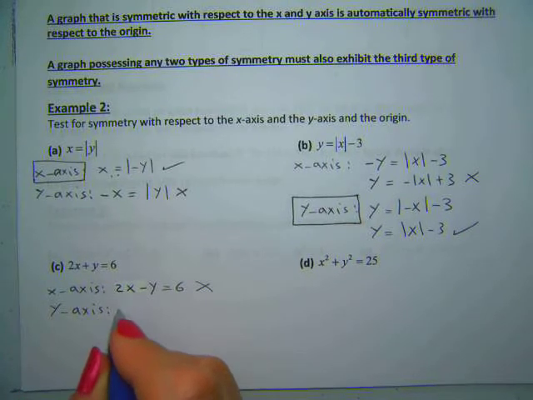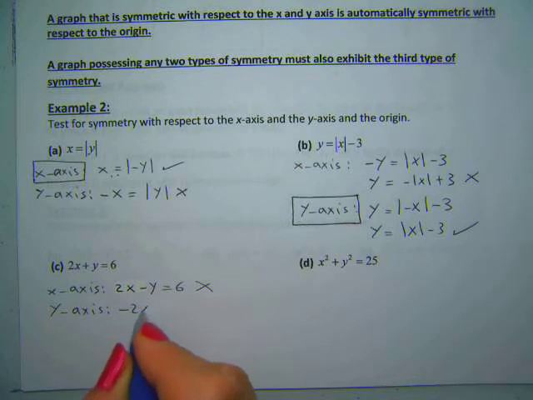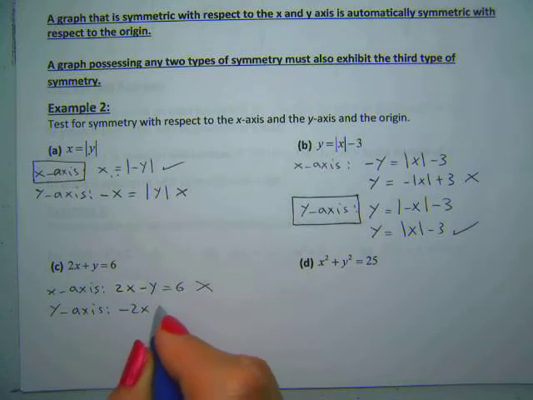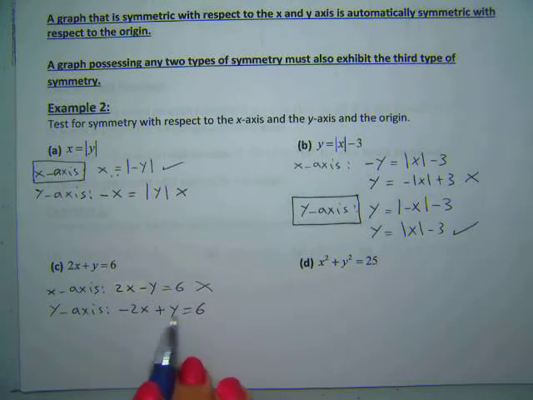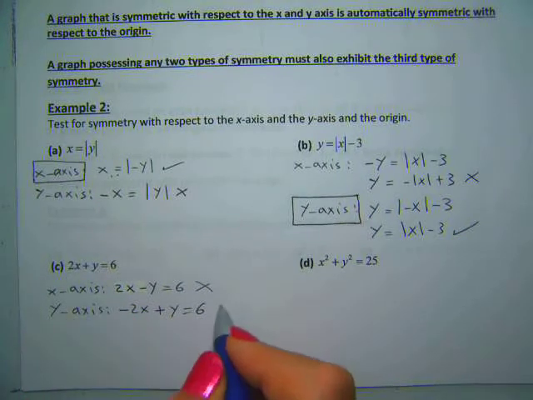Let's try the y-axis, meaning replace x with -x. So it's going to become -2x, positive y equals 6. Now, is this equivalent to this? No, they're not the same equation.